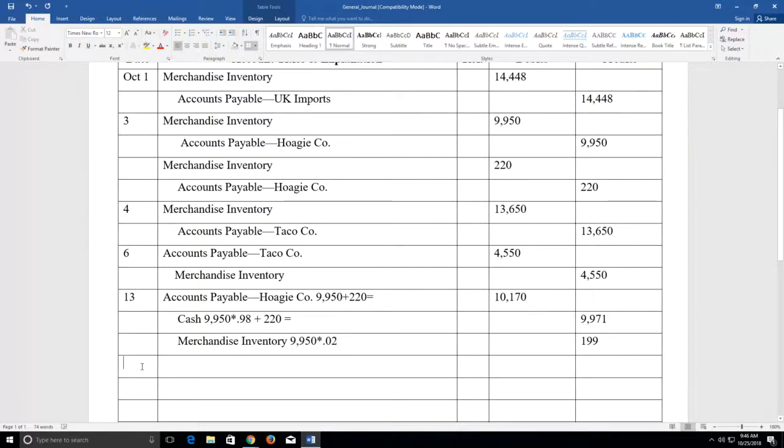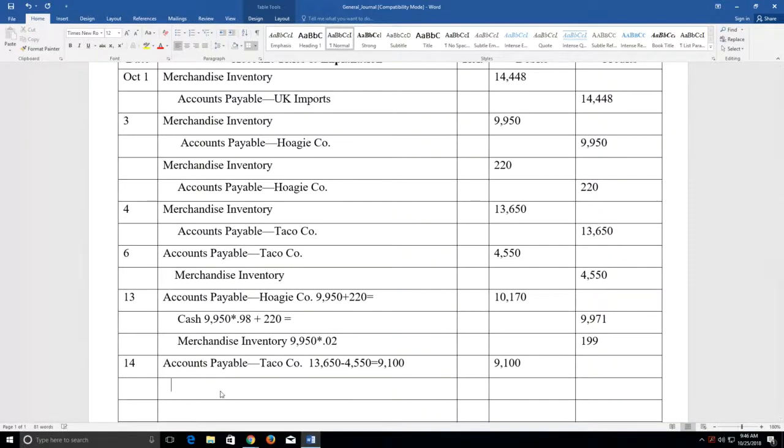Okay, on the 14th, we're paying Taco Company. So we clear our books of what we owe them. We originally owed Taco Company $13,650, but we returned part of the merchandise of $4,550. So now we owe them $9,100. And did they offer us a discount? Oops, we don't want to put the discount there. We just leave $9,100. I don't want to confuse you.